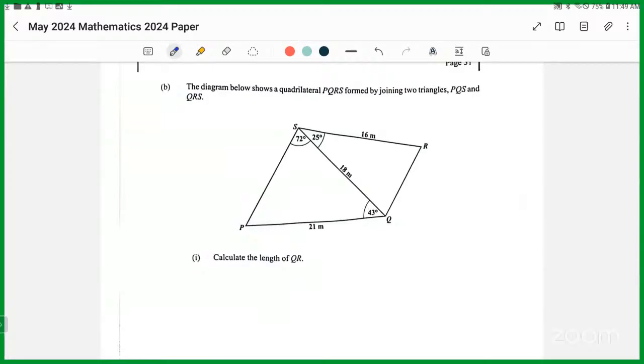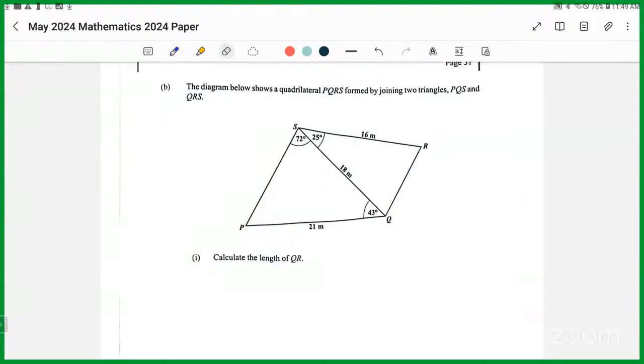The question says calculate the length of QR, which is this side. To calculate that side, we're going to work in this triangle over here. What do we have in this triangle? We have a typical case for the cosine rule: two sides with an angle between them. So we're going to use the cosine rule to find this side.